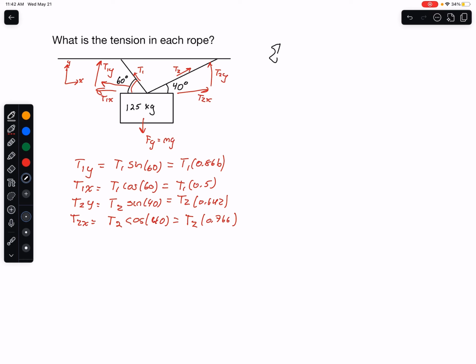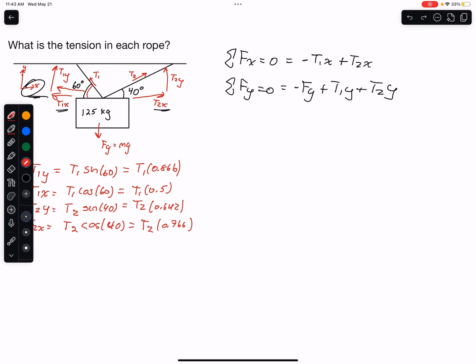The next thing I like to do is write our summation equations. So the sum of the forces in the x direction equals 0. And we have two forces in the x direction, t2x and t1x. And it's going to come out to negative t1x plus t2x. t1x is negative because it's moving in the opposite direction of our coordinate system. Sum of the forces in y equals 0, which equals our negative force of gravity plus our t1y plus our t2y.